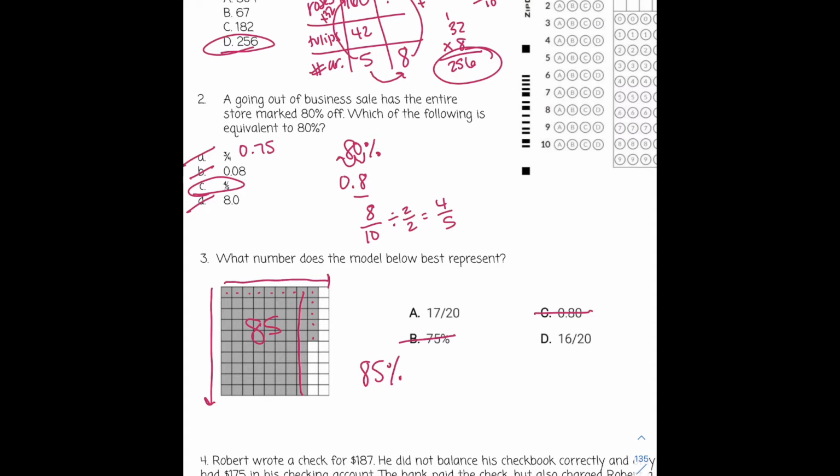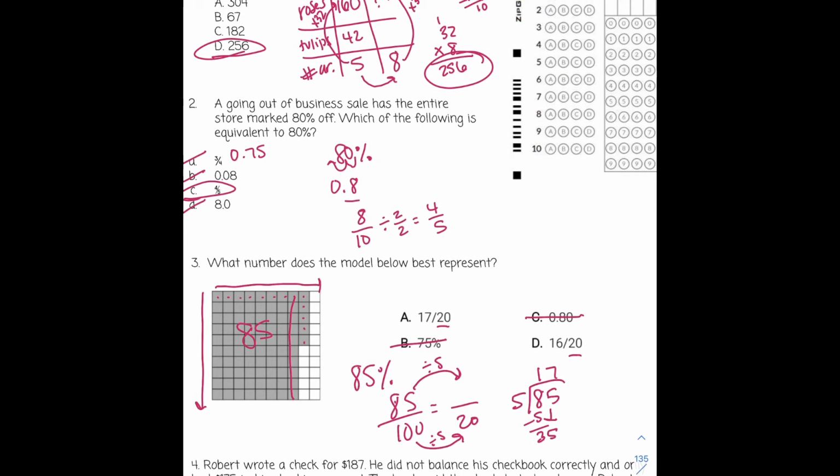Okay, so what I would do, we have 85 out of 100, because I know my denominator needs to be 20, I'm going to create an equivalent fraction out of 20. To get from 100 to 20, you divide by 5. Whatever you do to the bottom, you do to the top. Divide by 5. 85 divided by 5. 5 into 8 once. Subtract and get 3. 5 into 35, 7 times. So our answer is going to be 17 out of 20, or A.